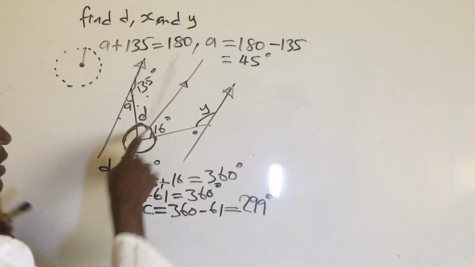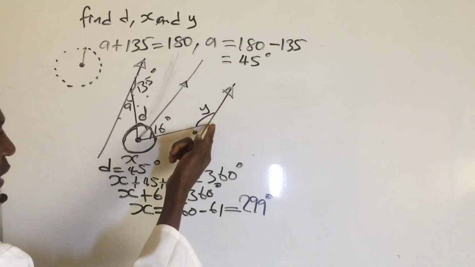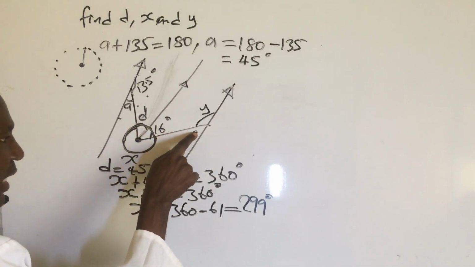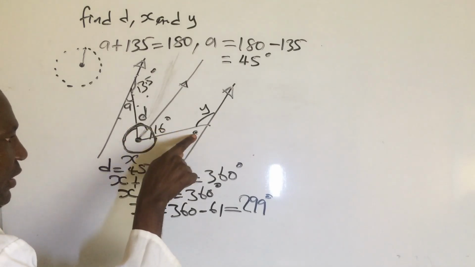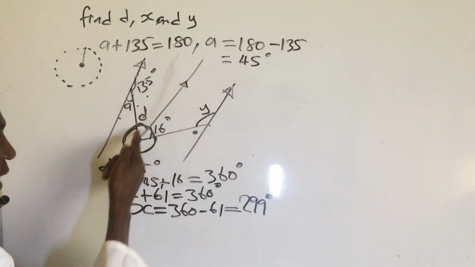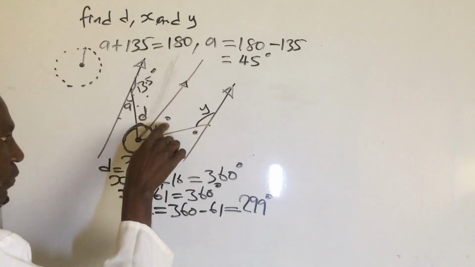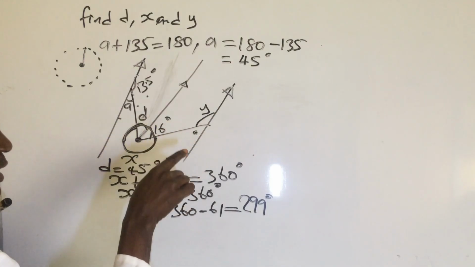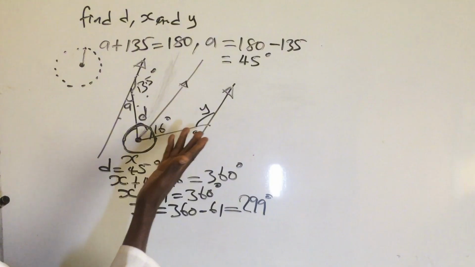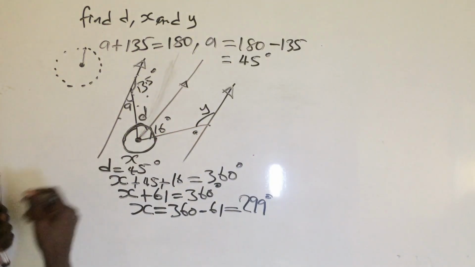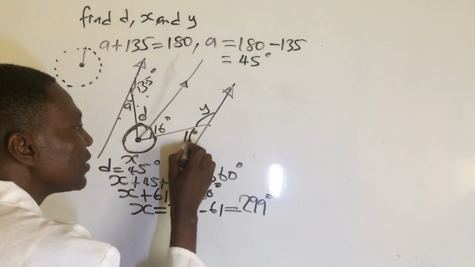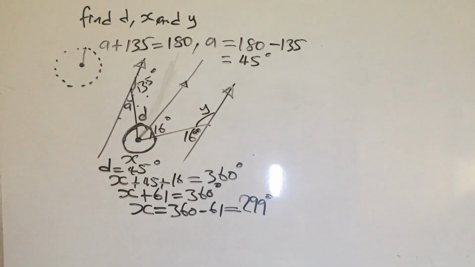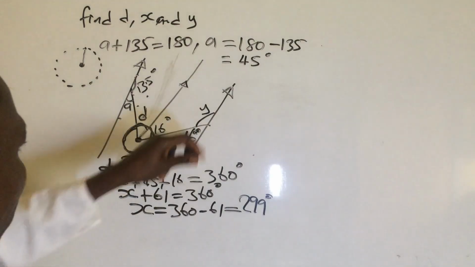Since this line and this one are parallel and we have a transversal line that cuts them, we can say that here is still 16 degrees. Reason: alternate angles. Look at it, it has formed a Z. The angle in front here will be equal to the angle at the back here. Reason: alternate angles, because the two lines are parallel and have a transversal line. So here will be 16 degrees.